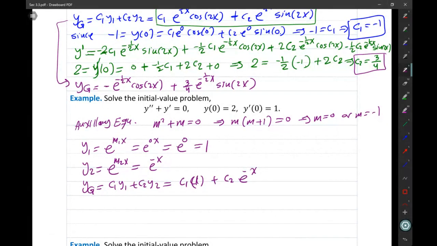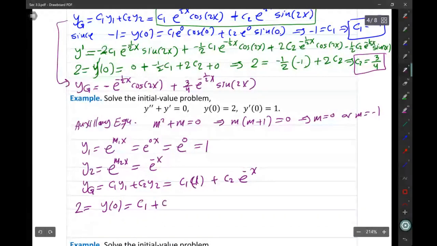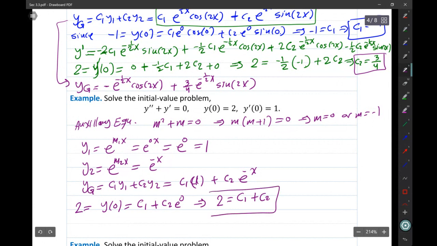Now I need to use the initial conditions. 2 is equal y of 0, which is equal c1 plus c2 e to the power 0. That implies 2 is equal c1 plus c2. So you will get this equation.